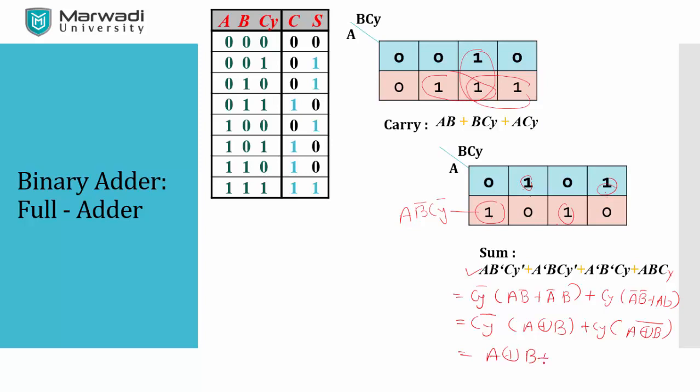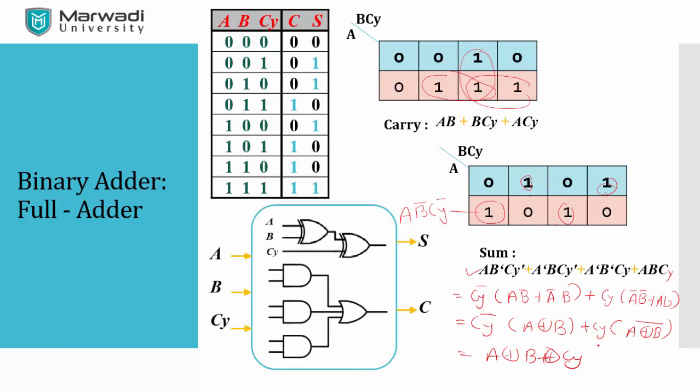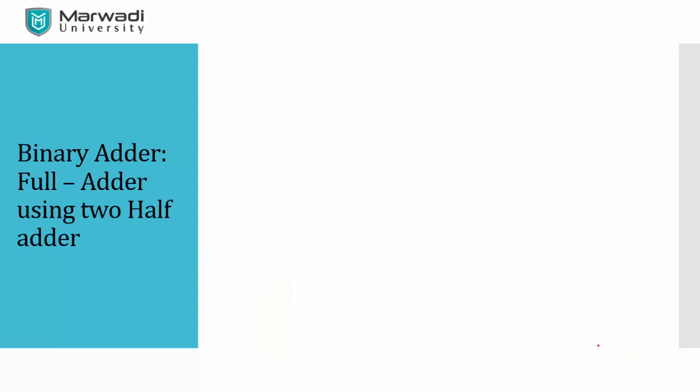So again, if you take the X, CY bar X plus CY X bar, again it's A XOR B XOR CY. So what we have over here is nothing but an XOR gate, an AND gate and an OR gate. Just nothing but a full adder. How are we able to design a full adder using two half adders?